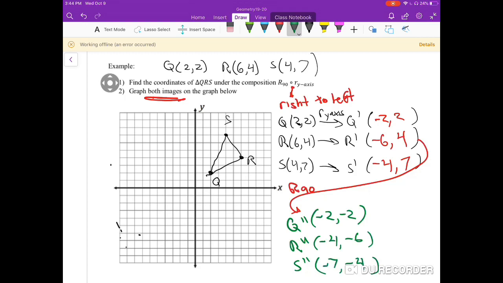Again, if you're having trouble with this, you definitely have to go back and check out videos 3, 4, or 5, depending on which transformation you're having trouble with. This part you should be able to do. Let me see, we got Q prime down here. We got R double prime down here.